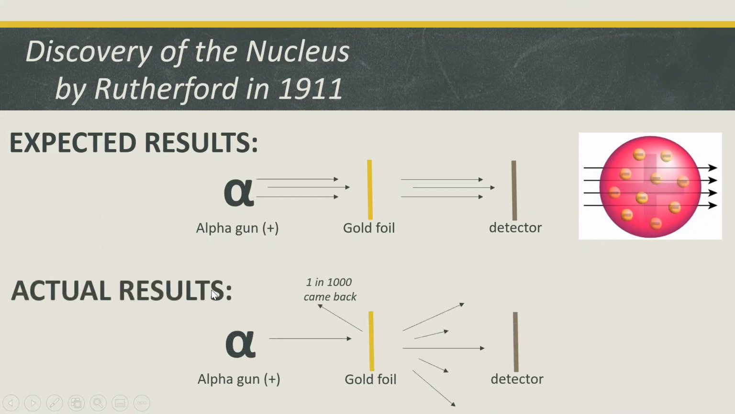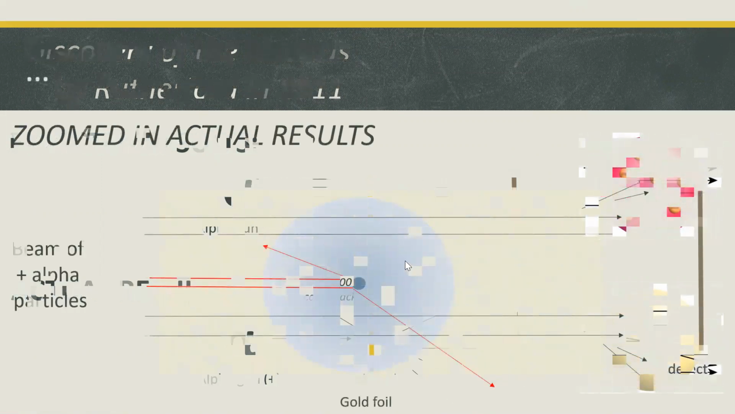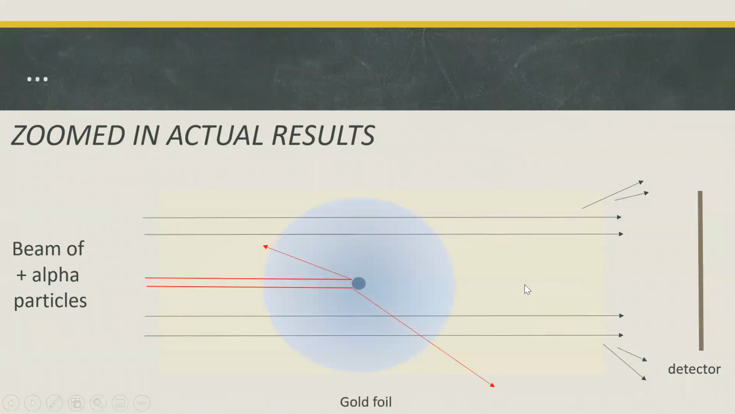Here's what the actual results were. They shot the alpha particles through. Some of them went straight across, but most of them were deflected in other directions, and some even came straight back and didn't even go through the foil. So something like this. So yeah, a lot of them were going straight through, but something was causing them to deflect the direction or come back. And just another picture showing that.